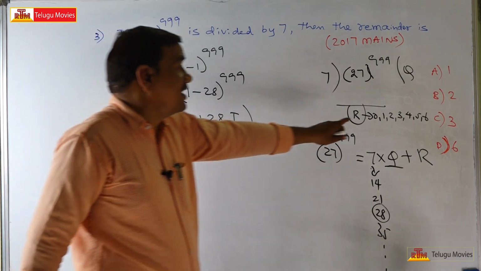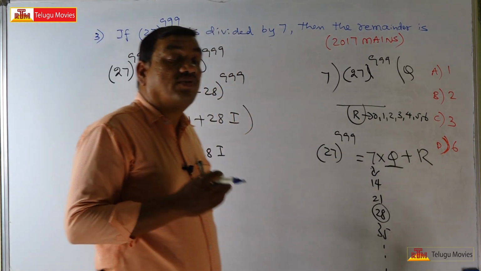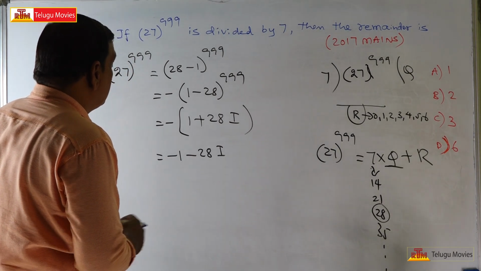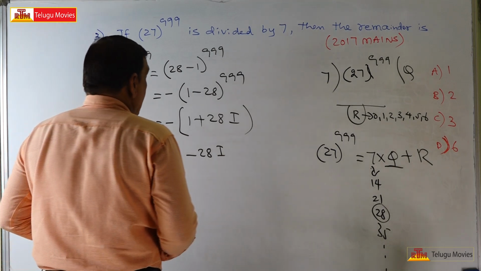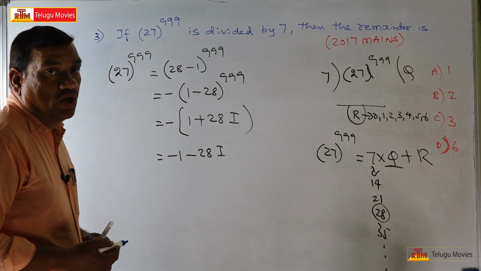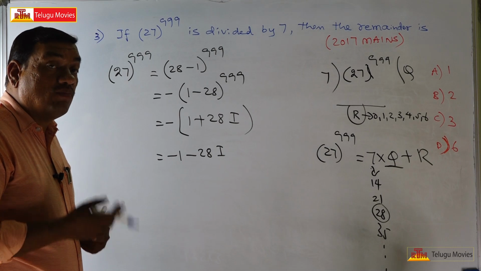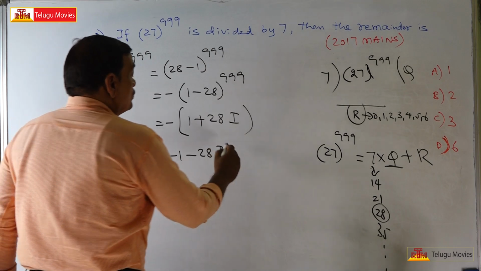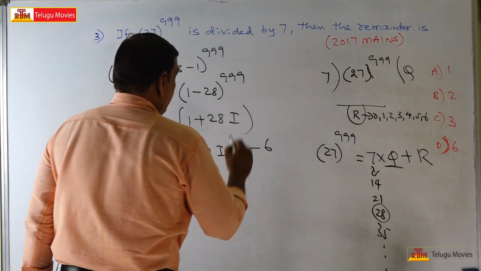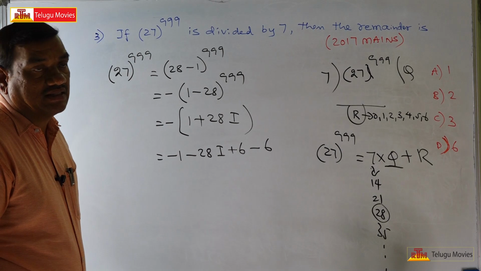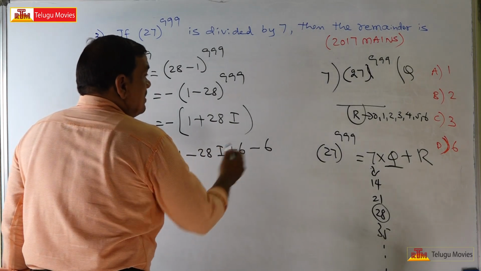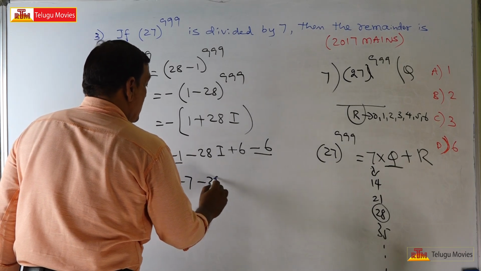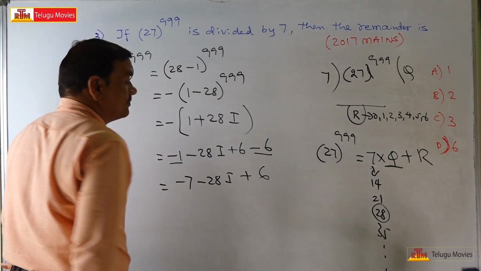No, already I told you, the remainder should be from 0 to 6. So what I want to do is make it positive, and moreover it should be a multiple of 7. For that, what I do is plus 6 minus 6. Minus 1 minus 6 is equal to how much? Minus 1 minus 6 is equal to minus 7, minus 28 into some integer, plus 6.